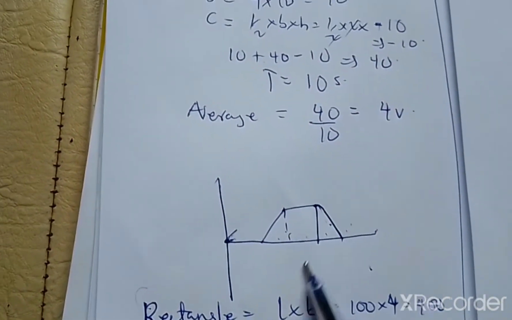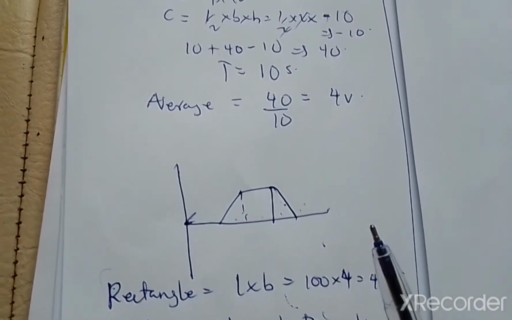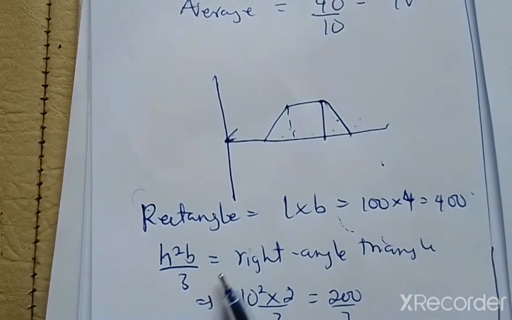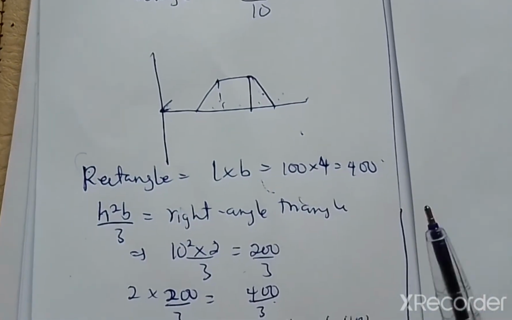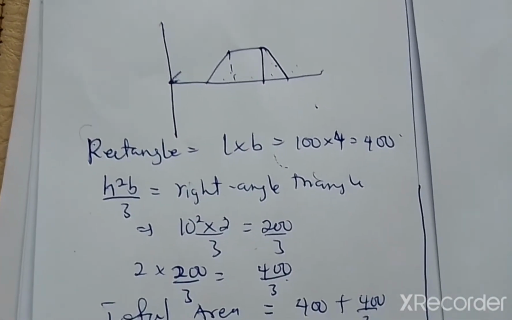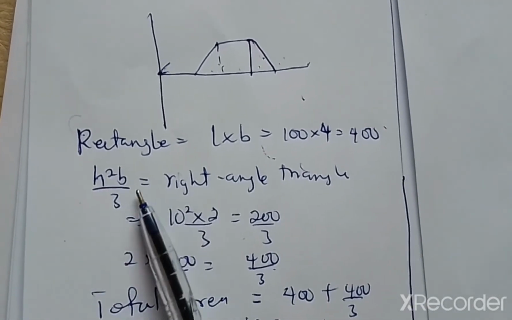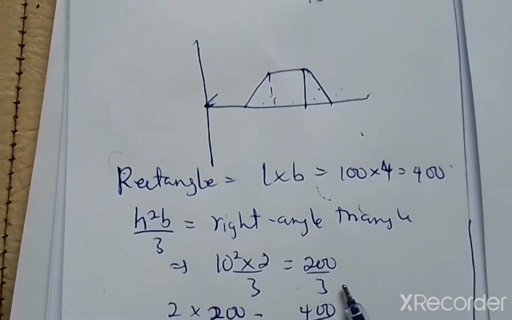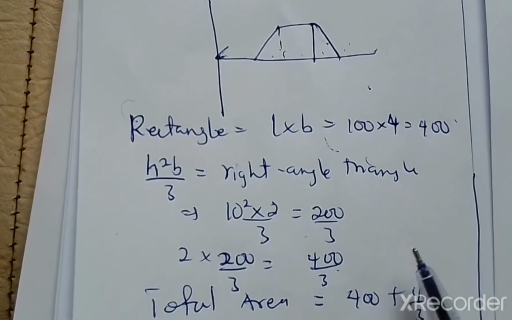But for the right angle triangle, from my previous video, you can observe that the area under the squared cycle of a right angle triangle is always a squared b on 3, the height squared times the base on 3. So you have to follow my previous videos so that you get more understanding. From here you get a squared, which is 100, times the base, which is 2. The base of the right angle triangle is from 4 to 2, so it's 2. So from here we get 200 on 3. But we have two right angle triangles here, so you multiply that by 2, you get 400 on 3.